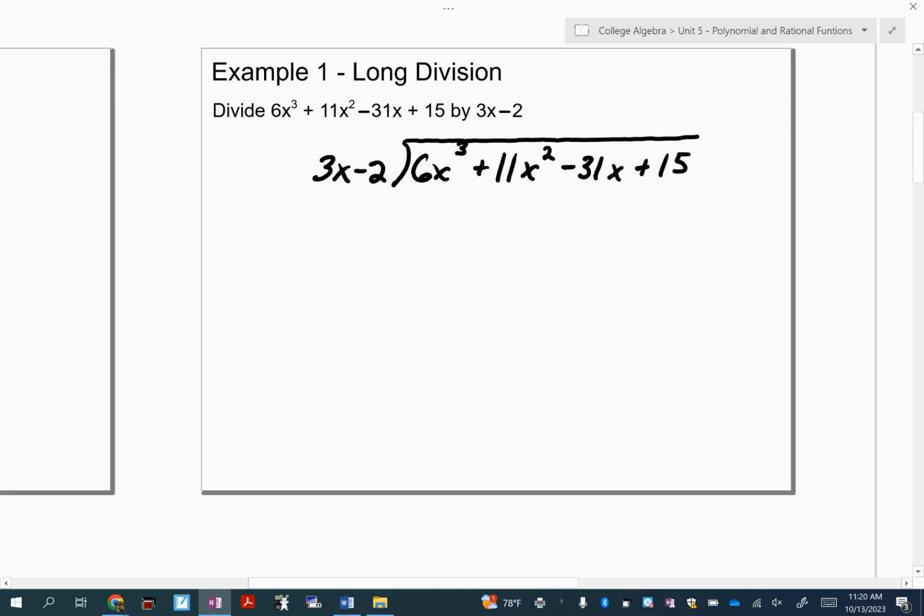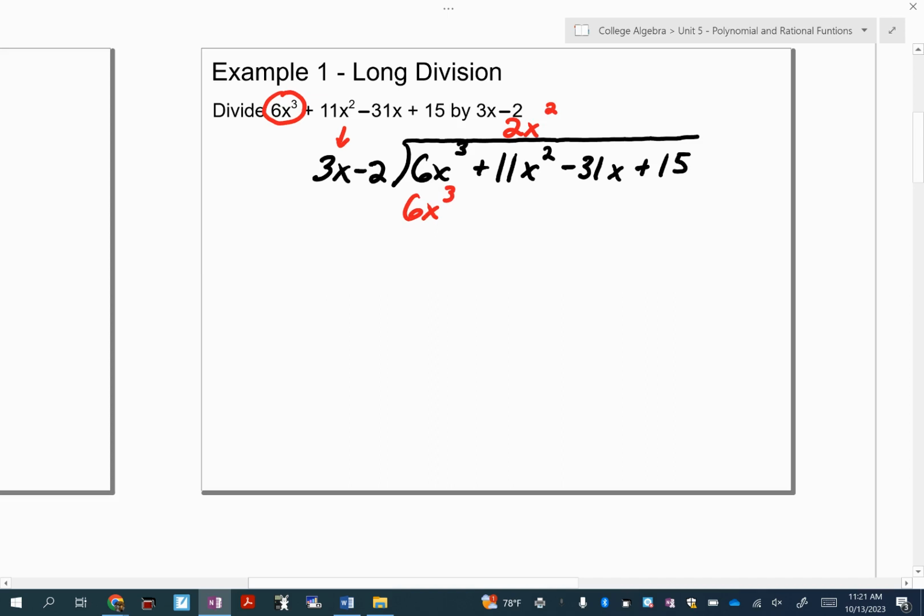But because it's a little bit more complicated than what you did in elementary school, I'm going to ask you to think of a term that when you multiply it by this 3x, you're going to get the first term of your dividend, that's 6x cubed. So I know 2 times 3 would give me the 6, and then x squared times x would give me x cubed. So that's going to be 6x cubed.